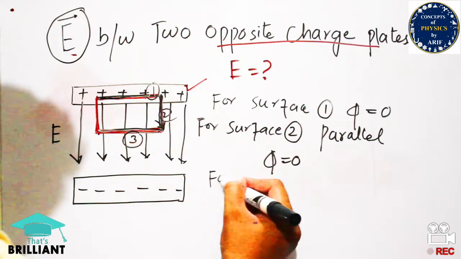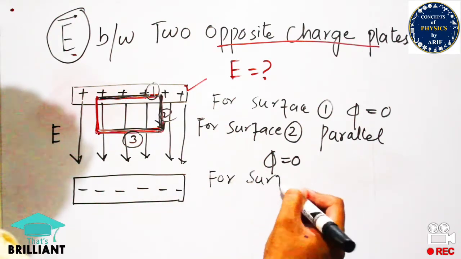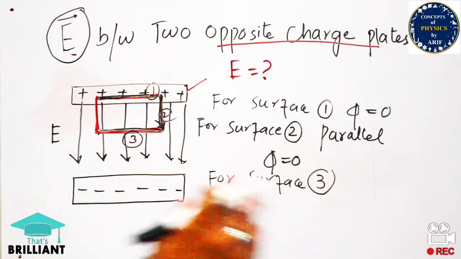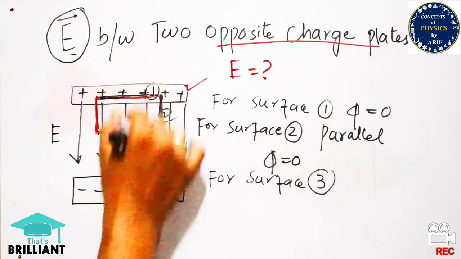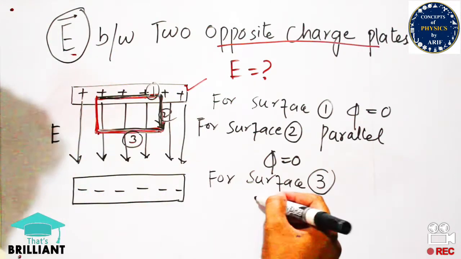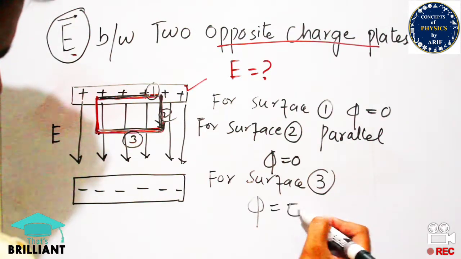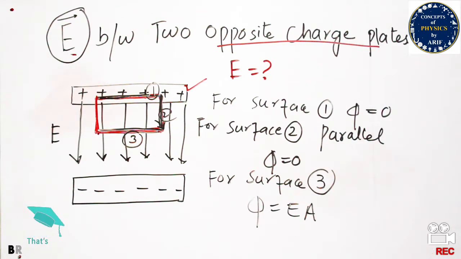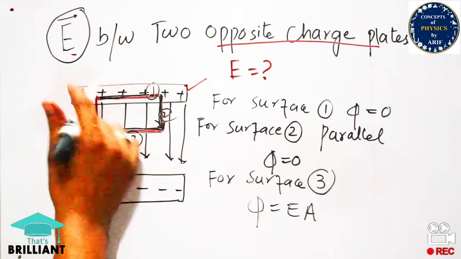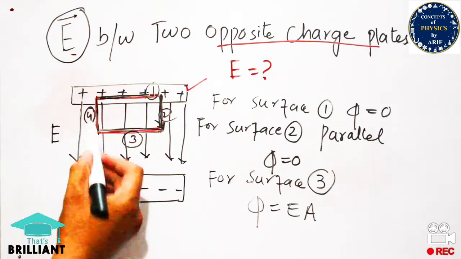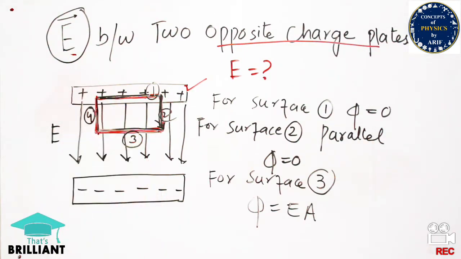In the third side, the electric field lines are perpendicular, so it means maximum electric field lines pass through side 3, and the flux will be maximum. The flux phi is equal to E multiplied by A. The fourth side is also parallel with the electric field lines, so no electric field lines pass through this side, and the flux will be 0.